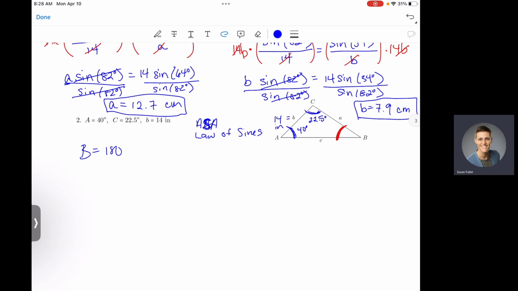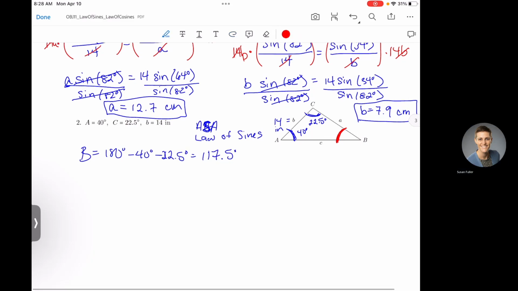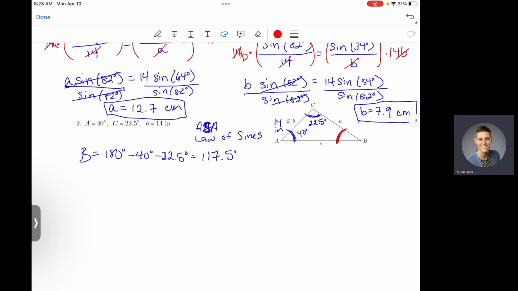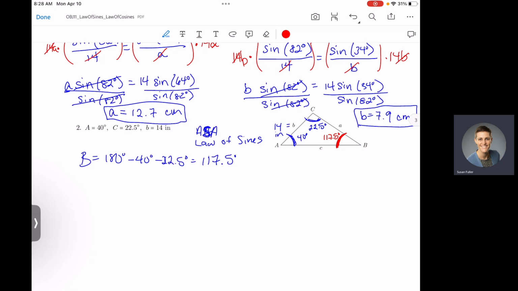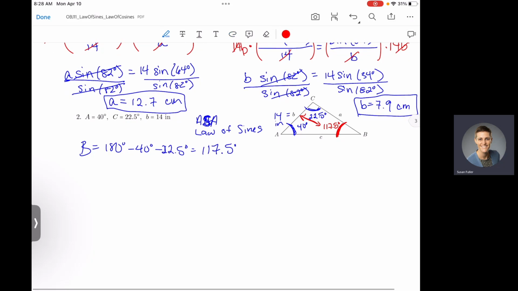So angle B is 180 degrees minus 40 degrees minus 22.5 degrees. And again, we will put that in our calculators. So 180 minus 40 minus 22.5 is 117.5 degrees. And so this is 117.5 degrees. And once I have that calculated, now I have a complete ratio. I have an angle and the side opposite it.